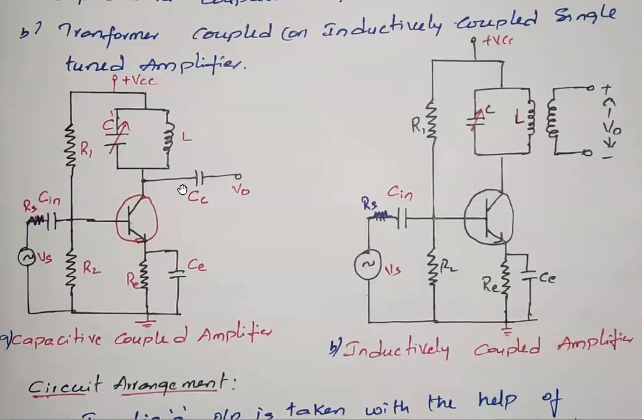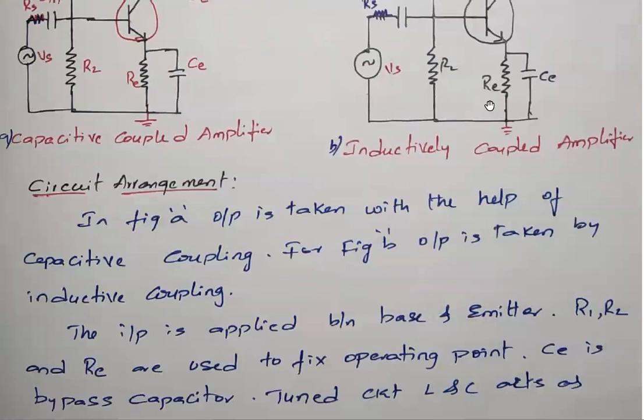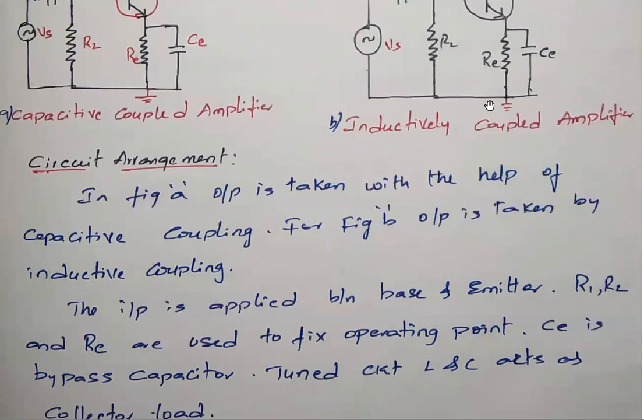Once again, in capacitive coupling we take the output across CC, the coupling capacitor. The output V0 is taken at this point. Whereas for this one, the output is taken by mutual induction from the inductor, without any coupling capacitor. The only difference is that the impedance matching problem can be reduced by using an inductively coupled amplifier.